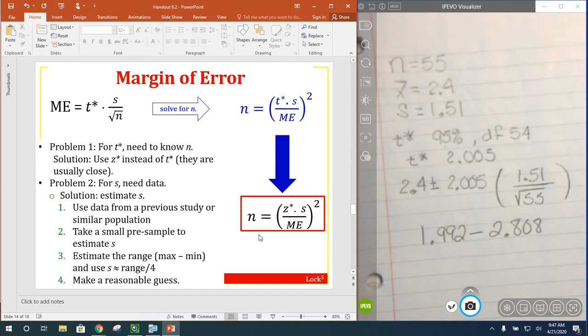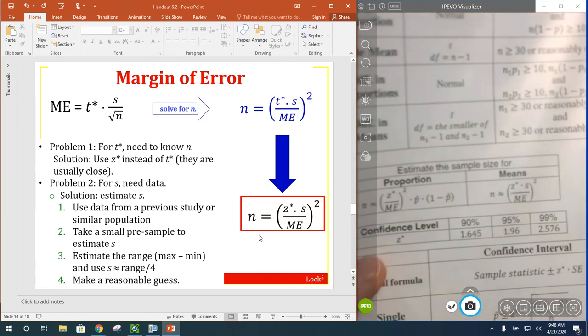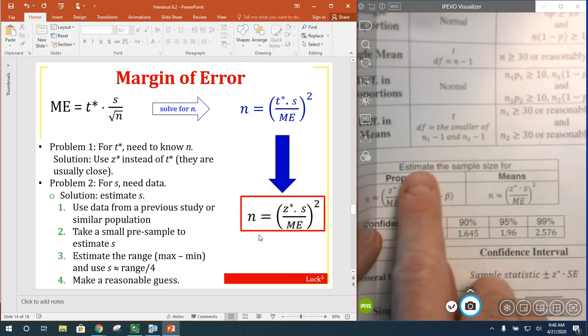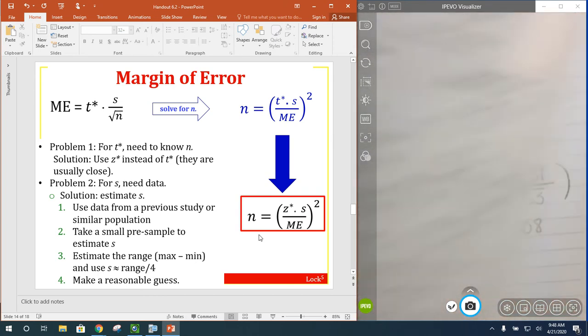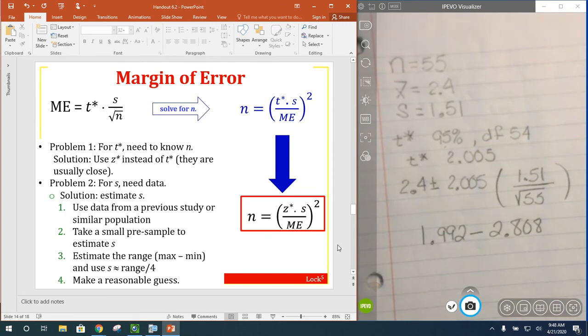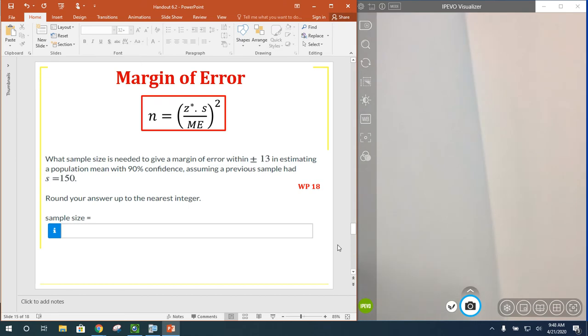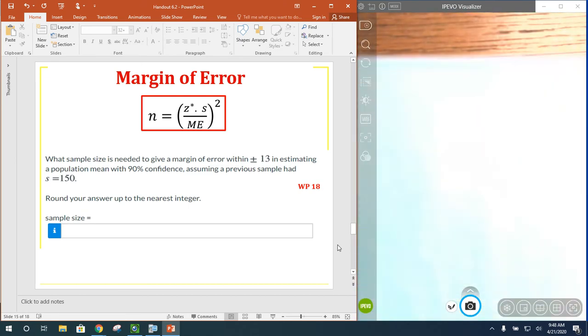Make a plausible guess for how big that is. Now that is also given to you in your formula sheet. Make sure you understand right here, means, and the exact same formula is sitting here. It says estimate the sample size. So it says what sample size is needed. So it's asking us for the n value.